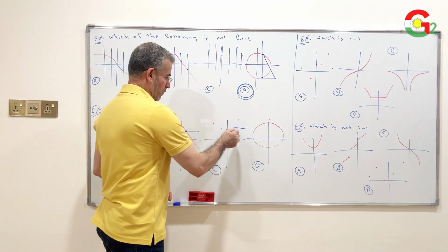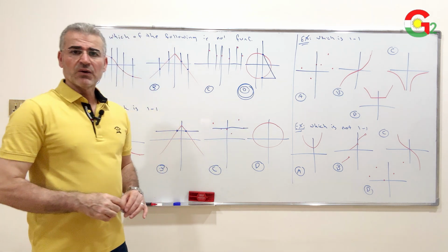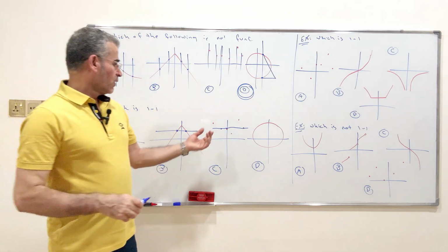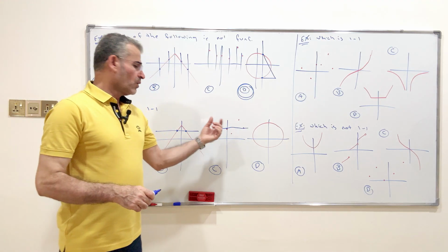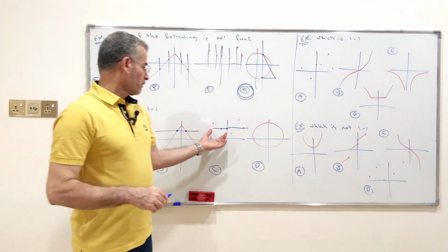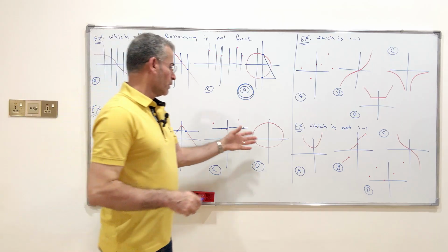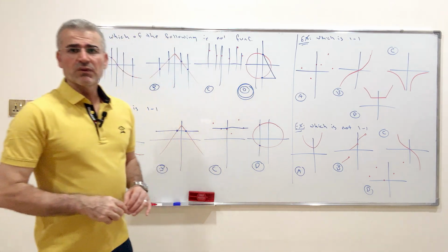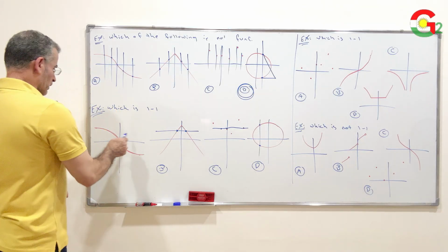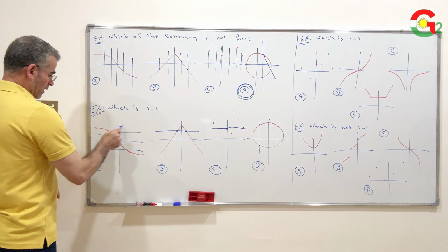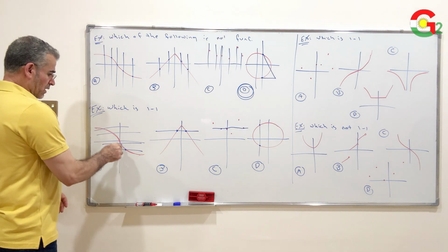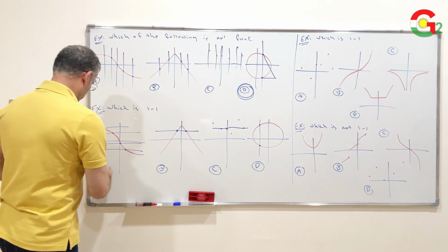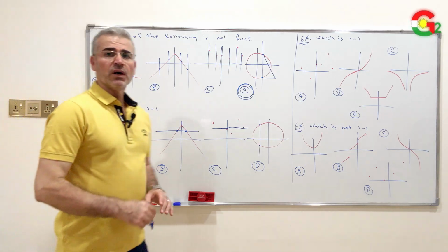Also, if we draw a horizontal line here, we see that the horizontal line passes through 3 points on this graph. Therefore, this graph is also not one-to-one. This graph is not a function because it intersects with a vertical line in more than 1 point. But if we draw a horizontal line anywhere on the graph, we see that the horizontal line intersects in only 1 point, then choice number A represents a one-to-one function.